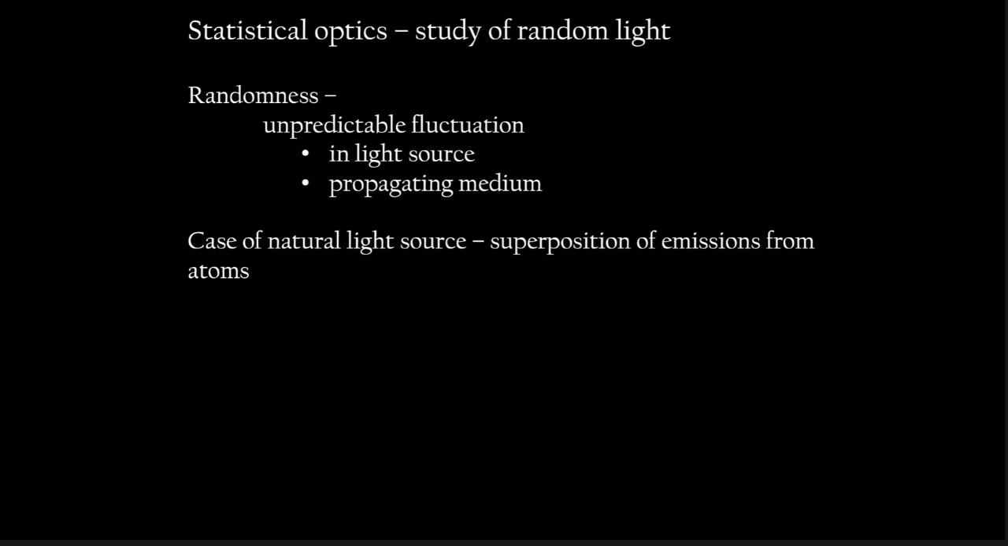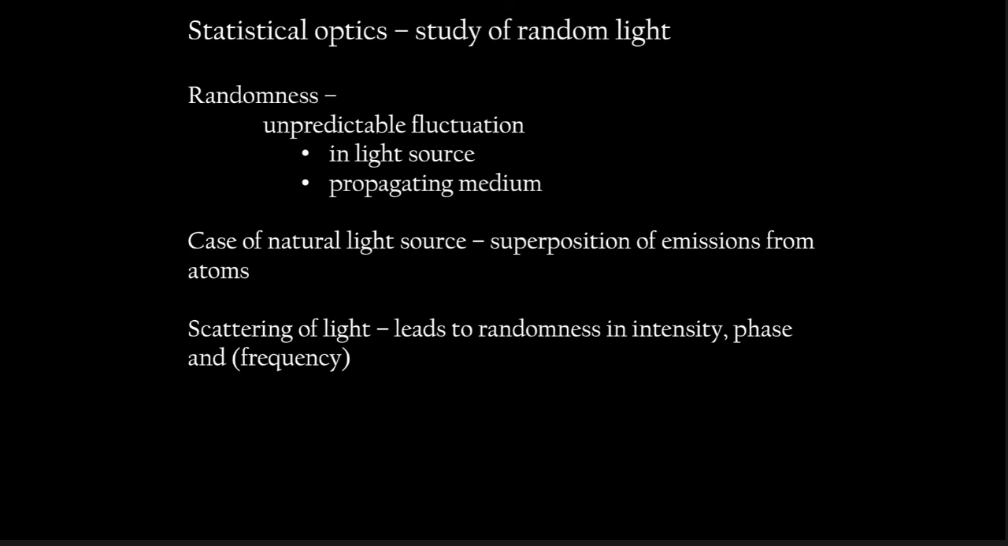Now, if you consider the case of natural light sources, it can also be considered as a superposition of emission from atoms, or molecules, or any kind of light source which gives rise to some very interesting characteristic signature in terms of the emission process. Scattering of light also leads to randomness in intensity, phase, and if the scattering happens to be inelastic in nature, it can also lead to randomness in frequency, which takes the domain of this interaction not only from spatial and temporal, but also into the spectral domain. And that's one of the unique characteristics of studying such kinds of systems.